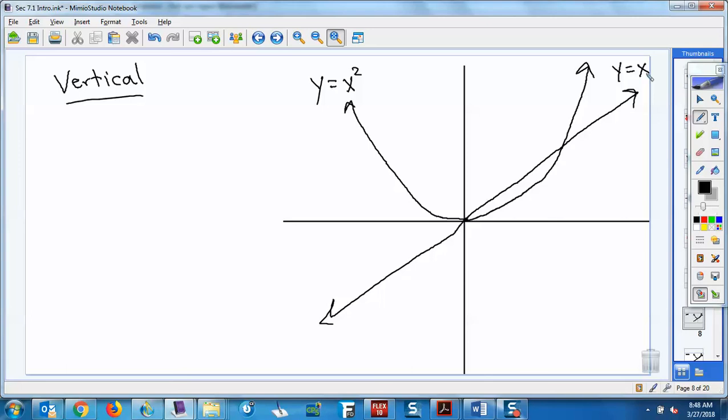So part A says draw a sketch of the region. B says use 5 left rule rectangles to approximate the area of R. And then C says draw a picture that illustrates this. Use the picture to decide whether your answer is an over or under estimate. Okay, so let's go ahead and do that. These are going to meet at the point 1, 1.